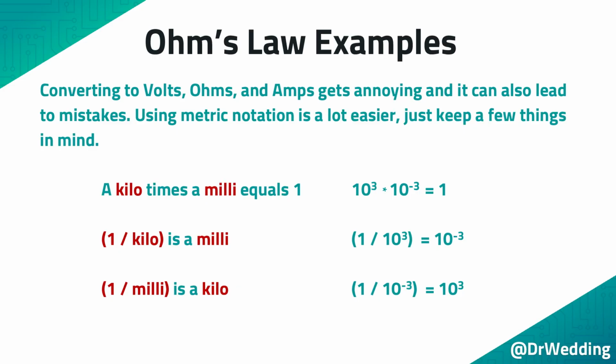Converting to volts, ohms, and amps gets annoying, and it can also lead to mistakes. Using metric notation is a lot easier. Just keep a few things in mind. A kilo times a milli equals 1. When you divide by a kilo, you get a milli. And when you divide by a milli, you get a kilo.